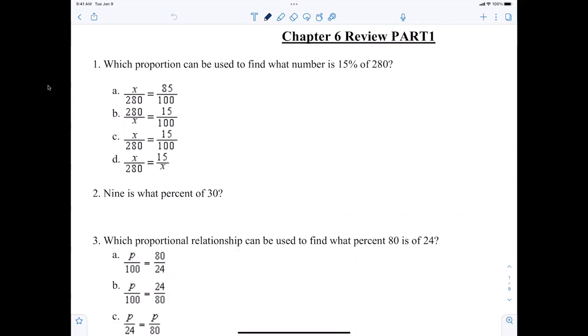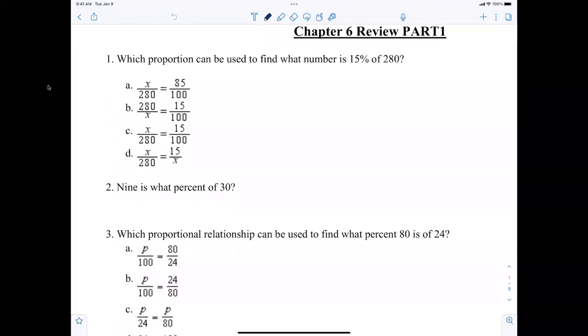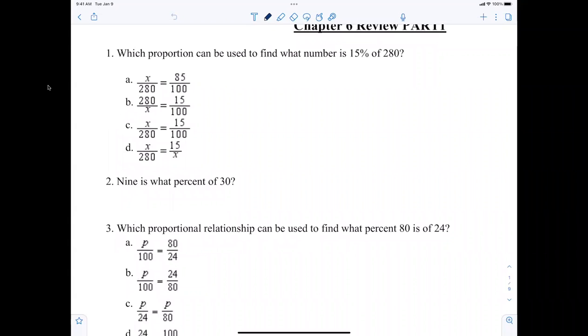So that's what I'm saying. I want to make sure you can set up the proportion. So what's the correct answer here? B, it's quite obvious because it's asking what 15% is, and in B it reads 280 over x equals 15 over 100. Anybody have any issues with that?